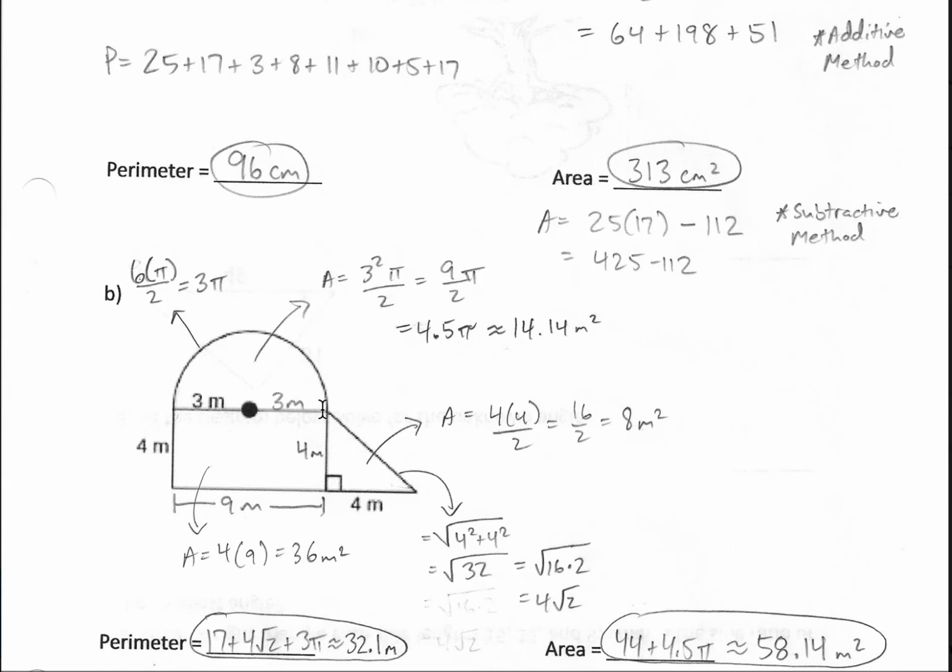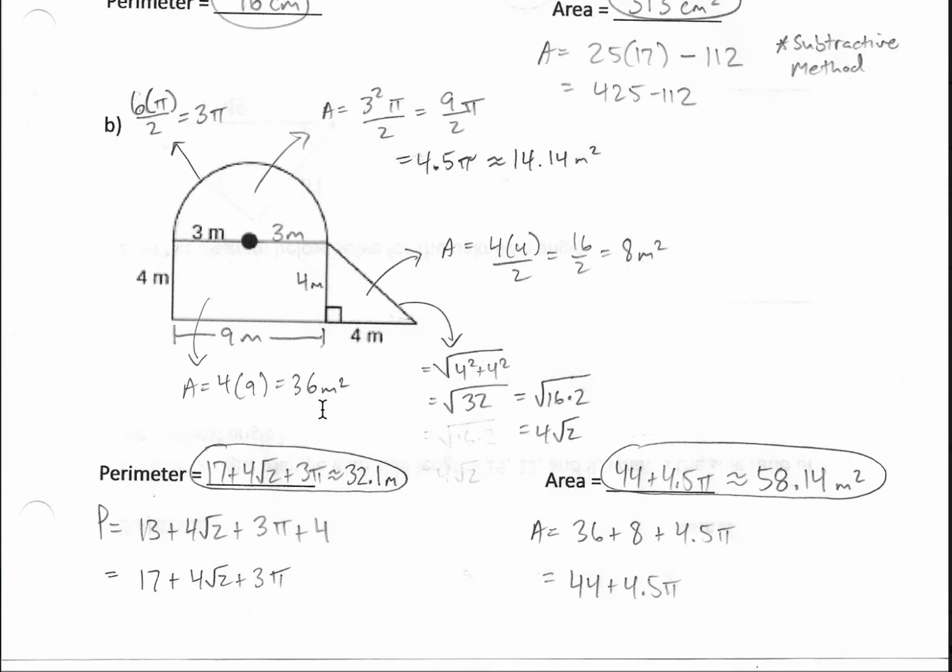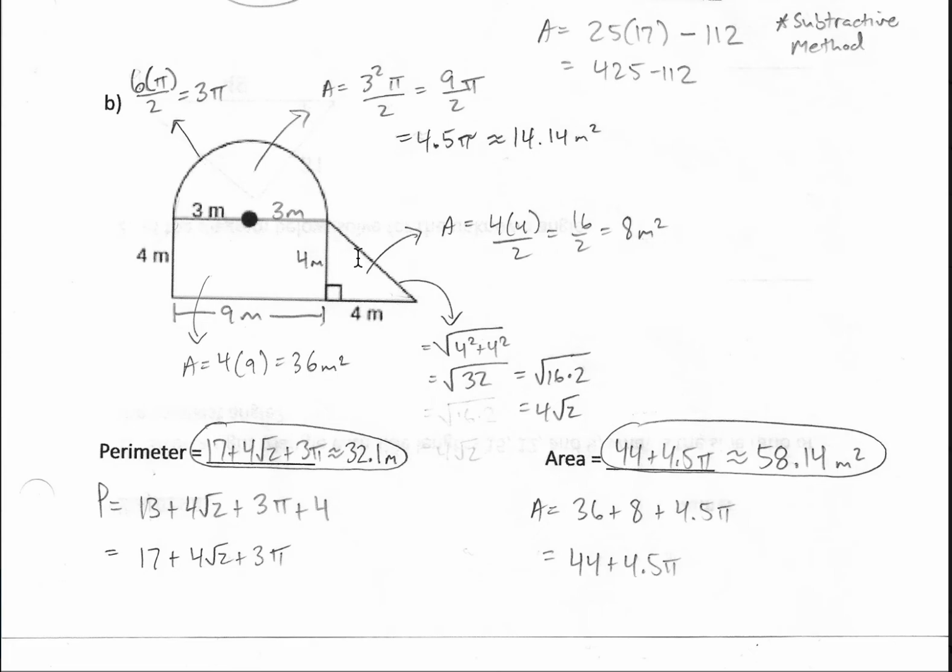All right, one last one to discuss. Again, just using different shapes, breaking them up. We're going to create a triangle, a rectangle, and half a circle here. So I'll show you how to do what's called a semicircle.